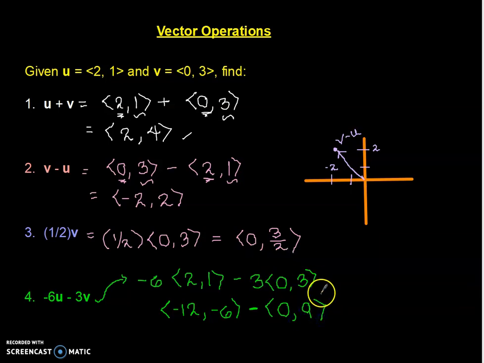And from here, I just have a subtraction problem again. So when I'm subtracting, only subtract like terms. I have negative 12 minus 0, which is negative 12. And then I have negative 6 minus 9, and that would give me negative 15.